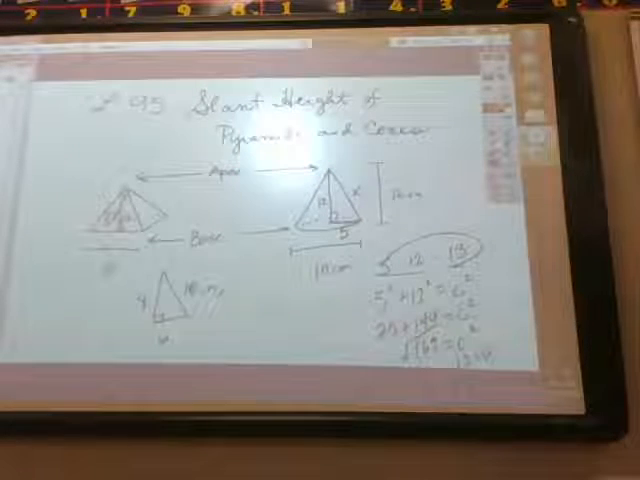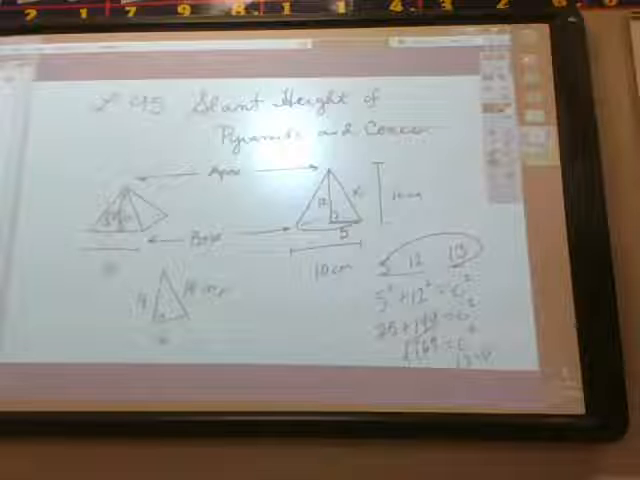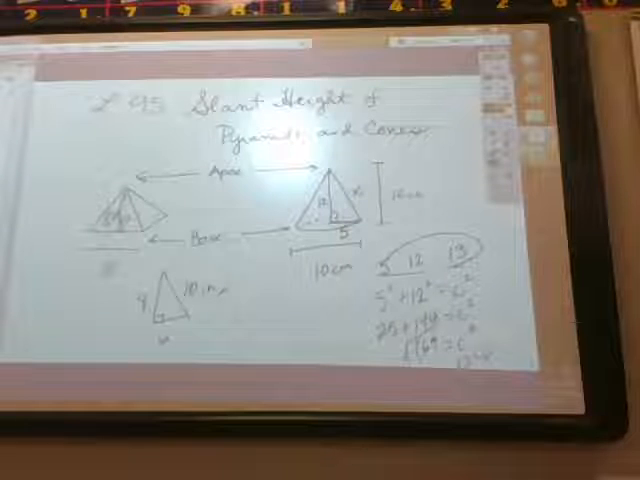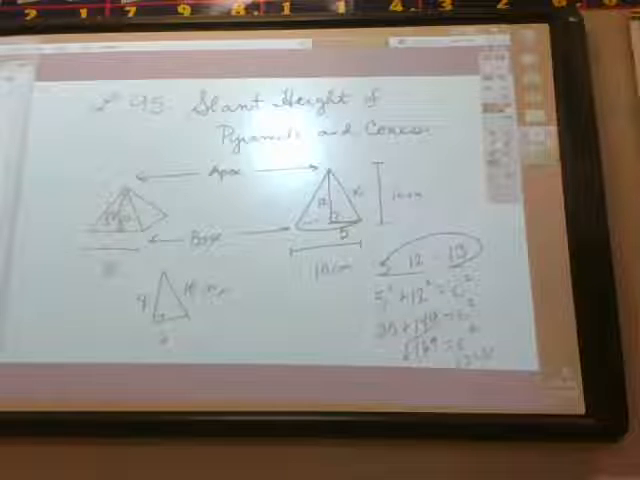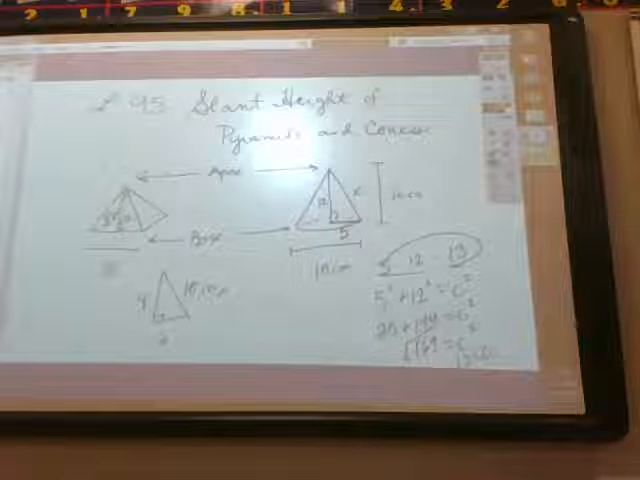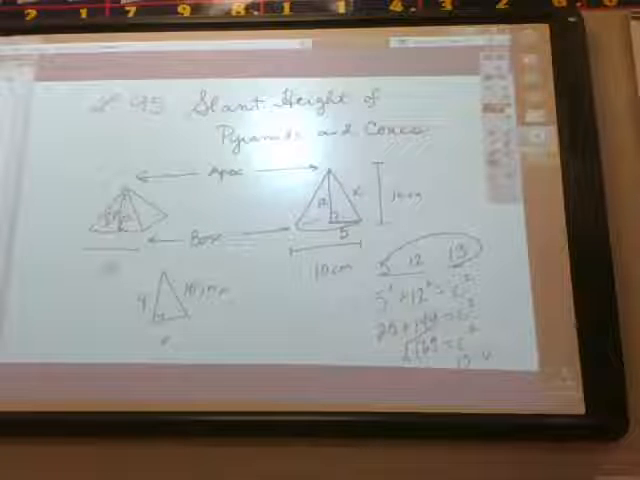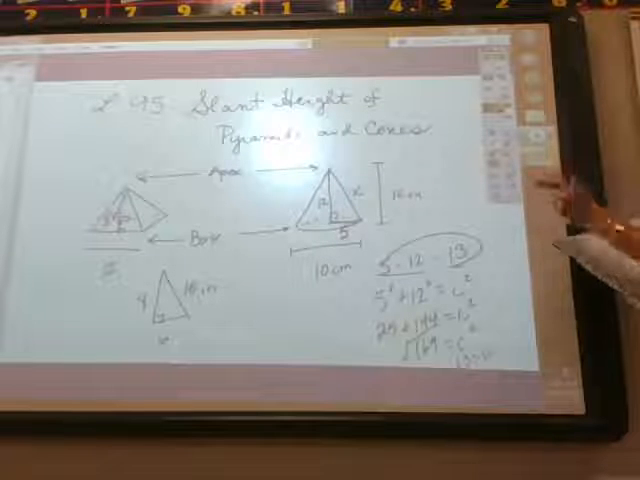All right, so you can look over example 1. Example 2 I'm going to forego, but I want you to try this A through D. So stop the video, work on those, and I'll be working on them as well. And we'll go over them in just a minute.